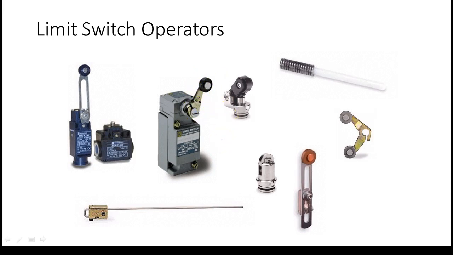The limit switch doesn't make contact with anything. It's the operator that makes contact with something. So this is just what we call a whip. It's got a spring back there so it will flex and not break. This is an operator for a plunger limit switch. Anything that moves across, we're going to knock it over, or we're going to put some type of wheel out there to reduce friction.